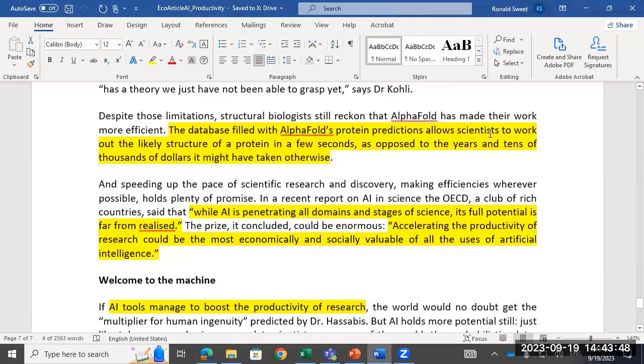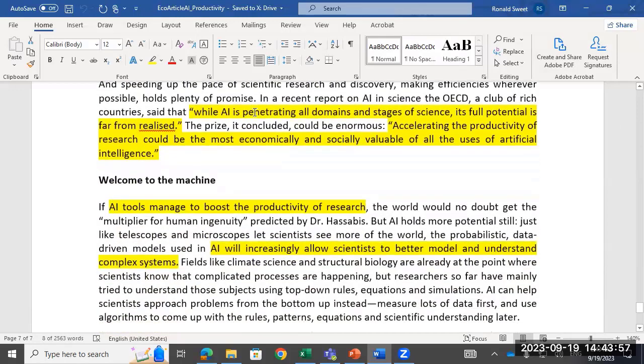Here's a database. Predictions allow scientists to work out the likely structure of a protein in a few seconds, look at that, as opposed to years. While AI is penetrating the domains of science, its full potential is far from realized.